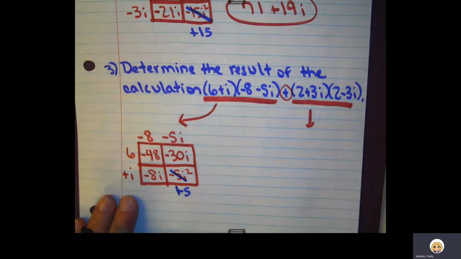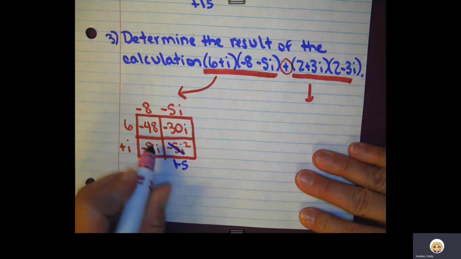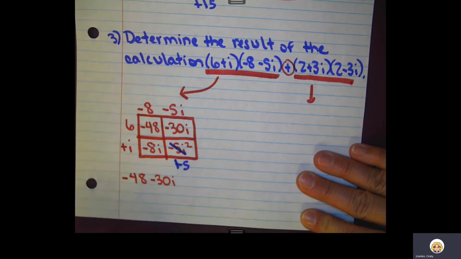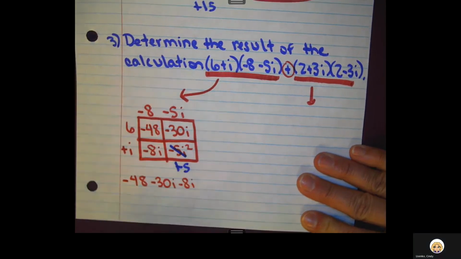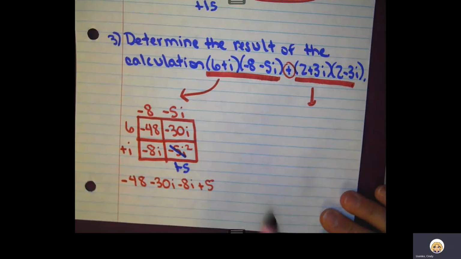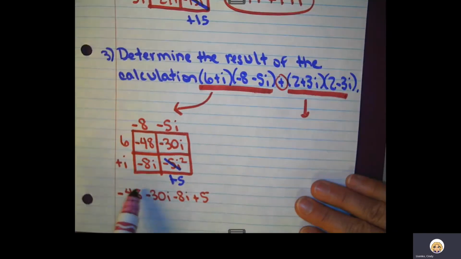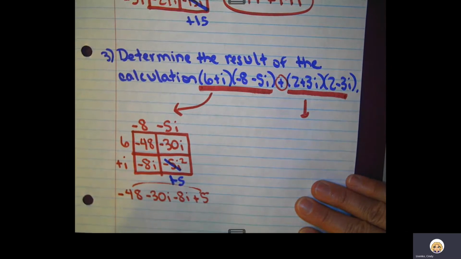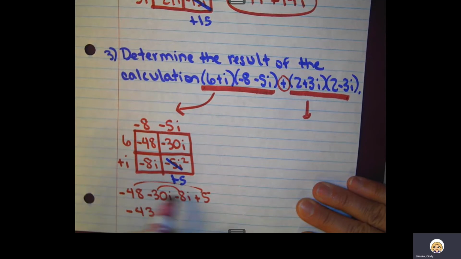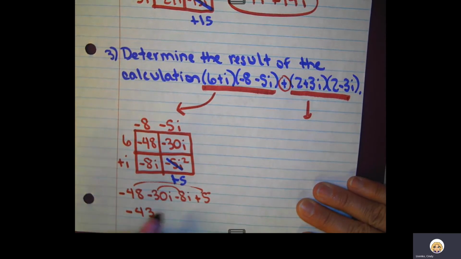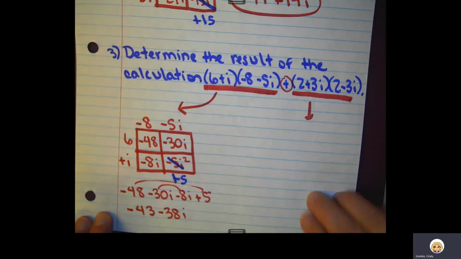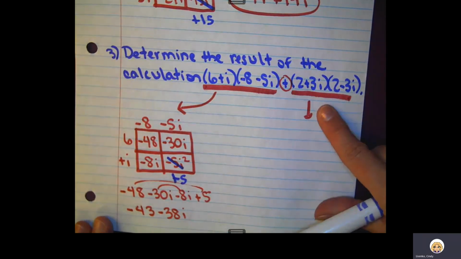So now if I rewrite my terms, I'm going to bring all of them down. So I have -48 minus 30i minus 8i plus 5. I can combine now, or I can wait till I do my other boxes, but I might as well combine. If I combine my real terms, -48 plus 5 is -43. If I combine my i's, -30i minus 8i is -38i. Now I go over here. I'm going to do the boxes for this.